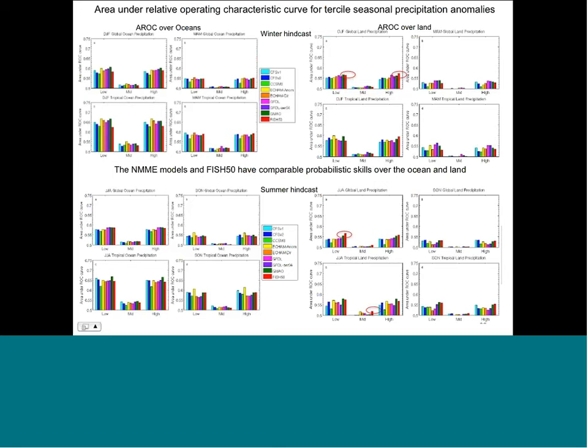If you move over the land, again, the skills are relatively comparable, but slightly less than what is displayed in the oceans. One interesting aspect is that the middle tercile anomalies are harder to predict. The models tend to go to the extreme terciles more often than desired, both over the oceans and land. In fact, over land, the middle tercile is very hard to predict by any of the models. Again, over land as well, FISH-50 shows that it is not inferior to most of the NMME models. In fact, there might be regions where it is slightly superior to many of the NMME models.